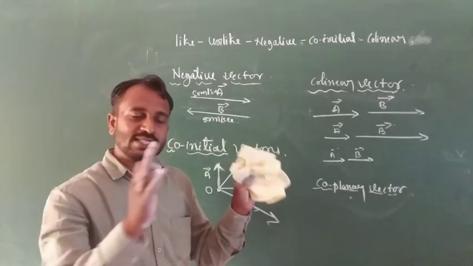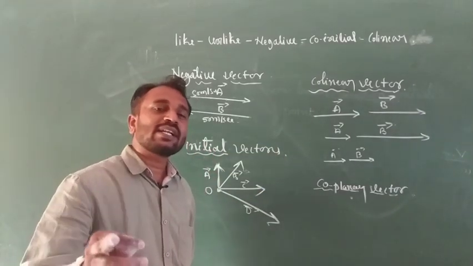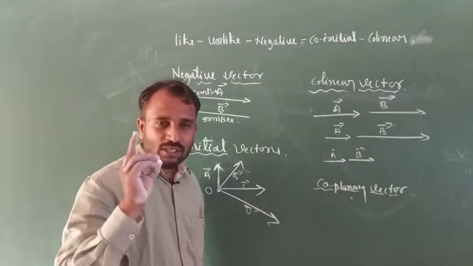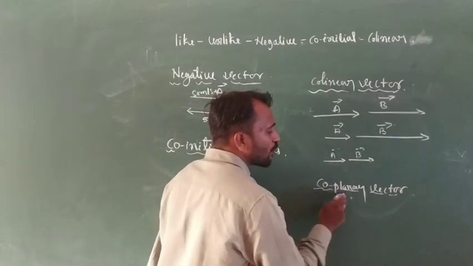So this one is a single plane. It means a number of vectors are present in a single plane. So that is a coplanar vector.